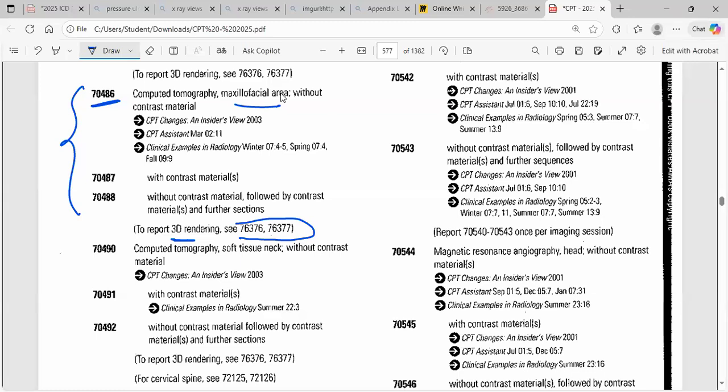So if the CT scan doctor is doing the 3D rendering, we are going to bill 76376. These are the global codes, okay? You have to use this code only for the CT scan or the 3D rendering.